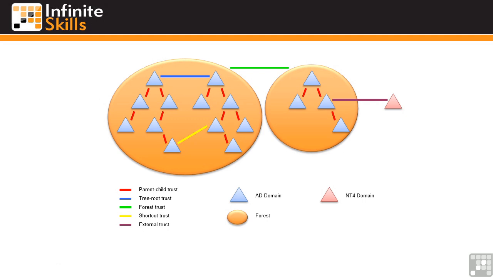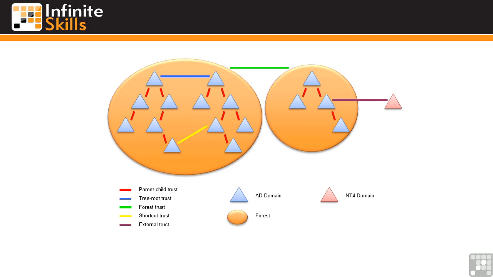I then have this external trust. The external trust would be, for example, to a non-Active Directory domain, maybe an NT4 domain. And that is then not transitive. So only the domains that are part of that trust will trust each other and can access resources and share authentication. A domain over here, for example, would not be able to leverage that trust, would not be able to authenticate and use resources in that domain.